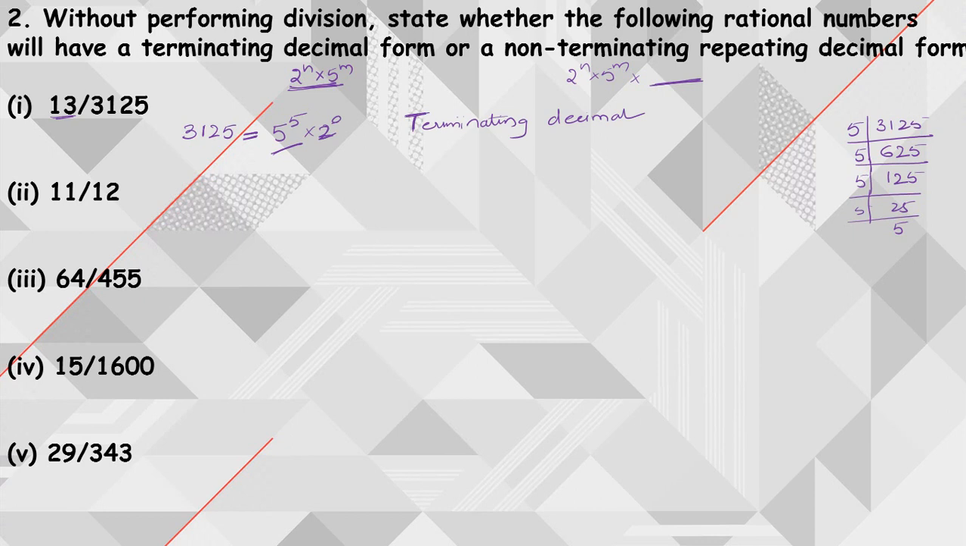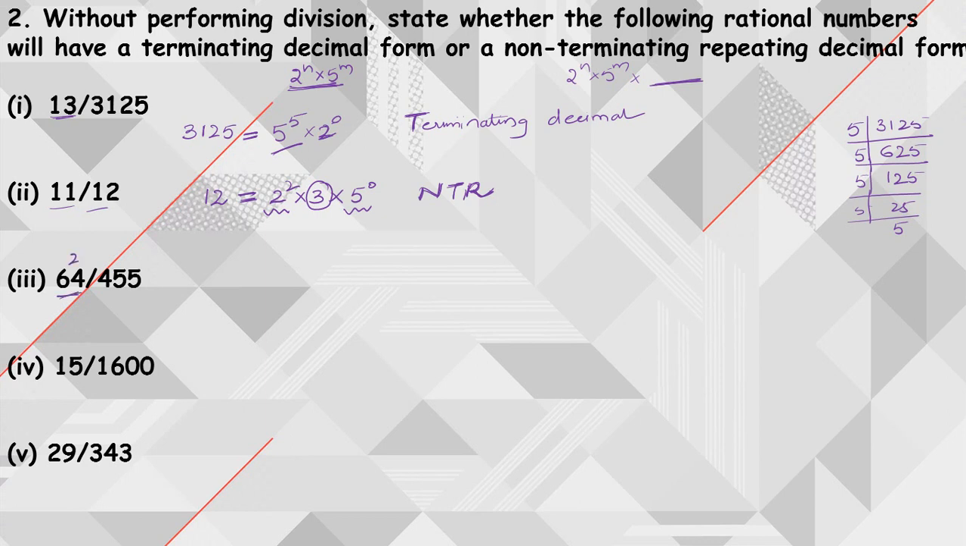Next, 11 by 12. Here 11 and 12 are co-primes. Then only the denominator: 12 can be written as 2 square into 3, right? Since we don't have 5, I can write 5 power 0. Other than 2 and 5, I have one more prime factor, 3. Hence, it is a non-terminating repeating decimal. Already we have discussed that other than 2 and 5, if you have an extra prime factor, then it is a non-terminating repeating decimal. Right?